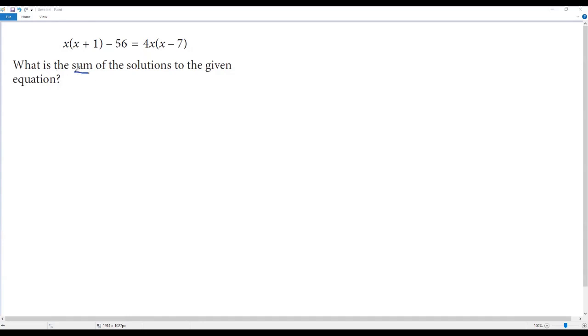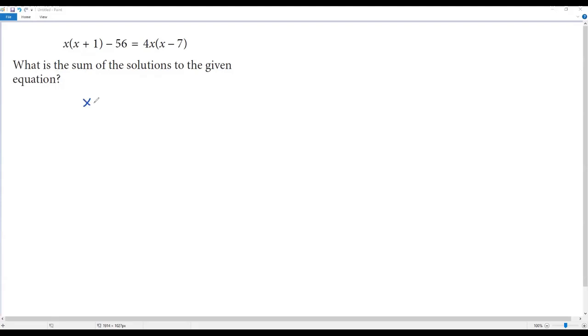Okay, the question says sum of the solutions. That means for the given equation, we'll have more than one solution, so we'll be adding the solutions to answer this question. For that, I have to write this equation in standard form. That is, we must get all the terms on the left side and the right side has to be 0.